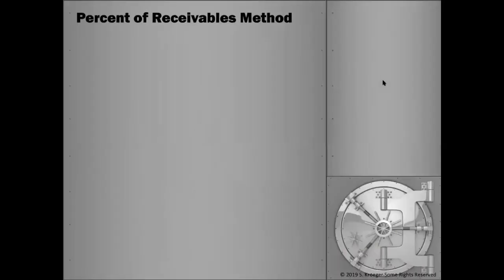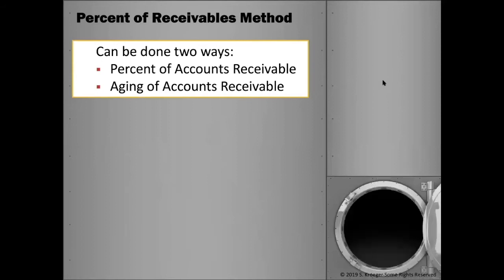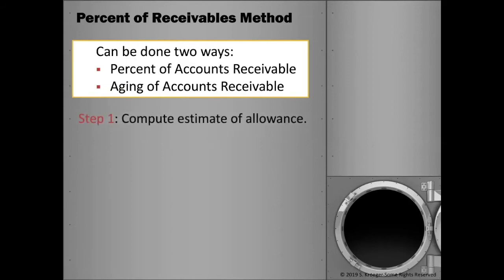Next, we'll go over the percent of receivables method. The percent of the receivables method can be done in two ways. We can use the percent of accounts receivable or an aging schedule, aging of accounts receivable. There are two steps in order to calculate the amount for the journal entry. The first one is to do an estimate of the allowance using one of these two methods.